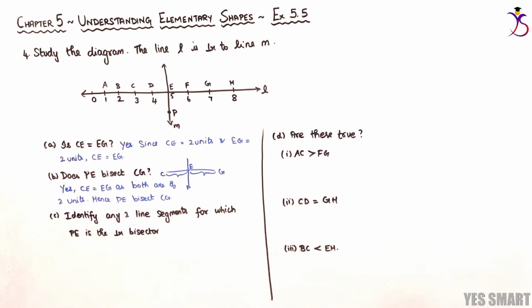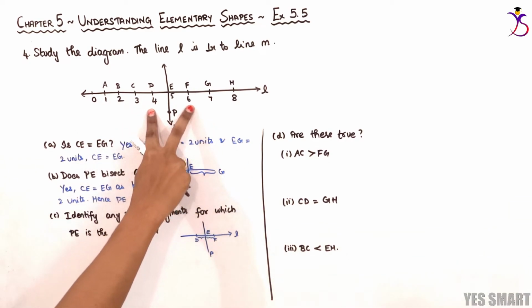Next sum: identify any two line segments for which PE is the perpendicular bisector. To find this, let's draw it. So this is PE with line segment L. Now, in order to be a perpendicular bisector, it should bisect at 90 degree and also it should divide the line into two equal halves. So from the point E, near to E, we have points D and F. This is 1 unit. This is also 1 unit. Therefore, this PE bisects the line segment DF.